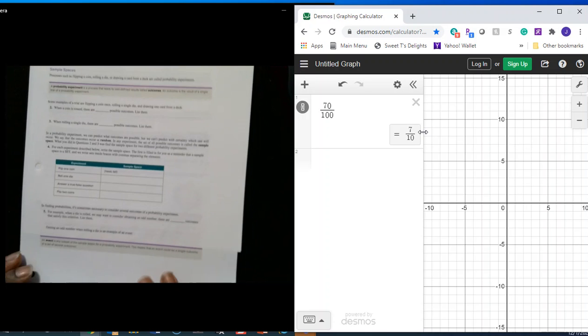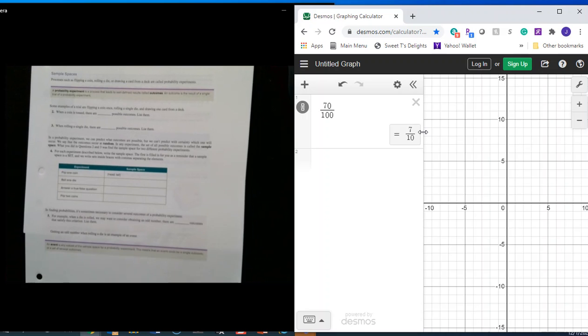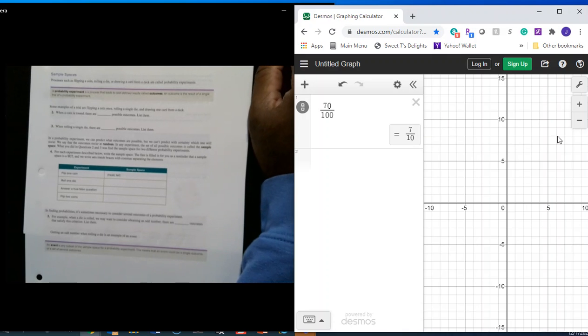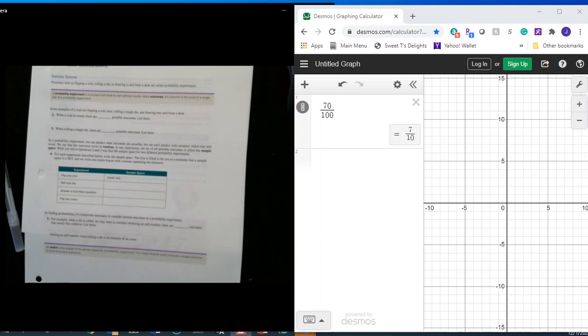Okay, now we come to what is called sample spaces. Processes such as flipping a coin, rolling a die, or drawing a card from a deck are called probability experiments. A probability experiment is a process that leads to well-defined results called outcomes. An outcome is the result of a single trial of a probability experiment. Some examples of a trial are flipping a coin once, rolling a single die, and drawing one card from a deck.